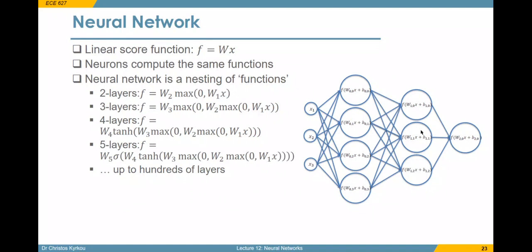And if you look at what this graphical representation corresponds to, it is basically a nesting of different functions. So if we have two layers, we have this format here. And as we add layers, we increase the level of nesting. You can see here at 5 layers, it becomes complex. So we have 5 different weight matrices that we have to learn. And it does not look easy. And we will see how we tackle this in the next slides.